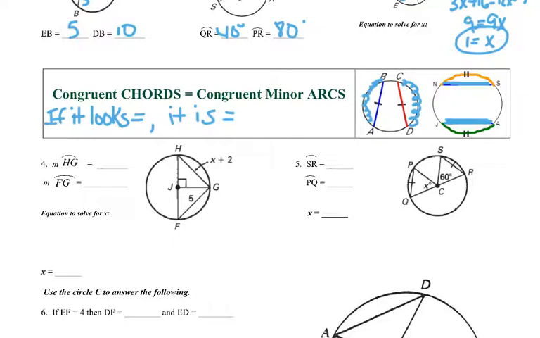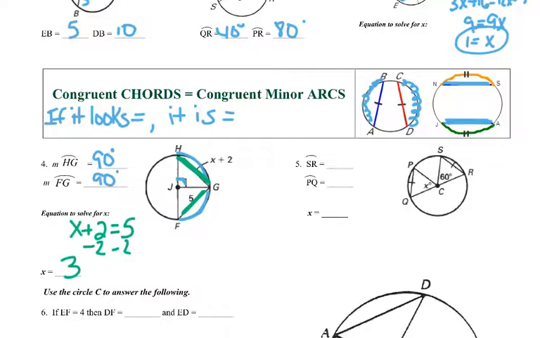So here, let's see, arc HG, isn't that a central angle here? So isn't that going to be 90 degrees? Therefore, arc FG is also 90 degrees. So this gives me a right triangle, right? Oh, I see the 5. So then here, I was thinking I had to use the Pythagorean theorem, but it's not even that. I can just set those two equal. X plus 2 equals 5. That's it. X is 3. If it looks equal, it is equal.